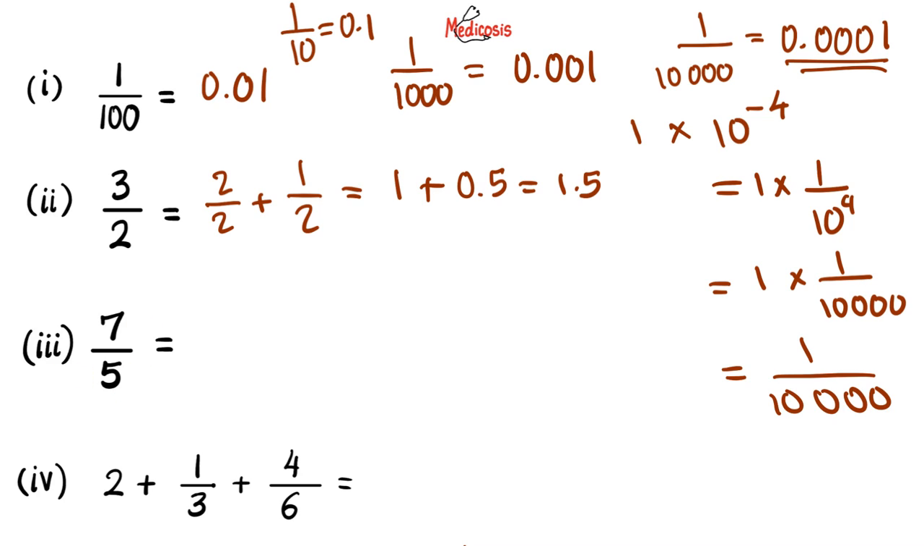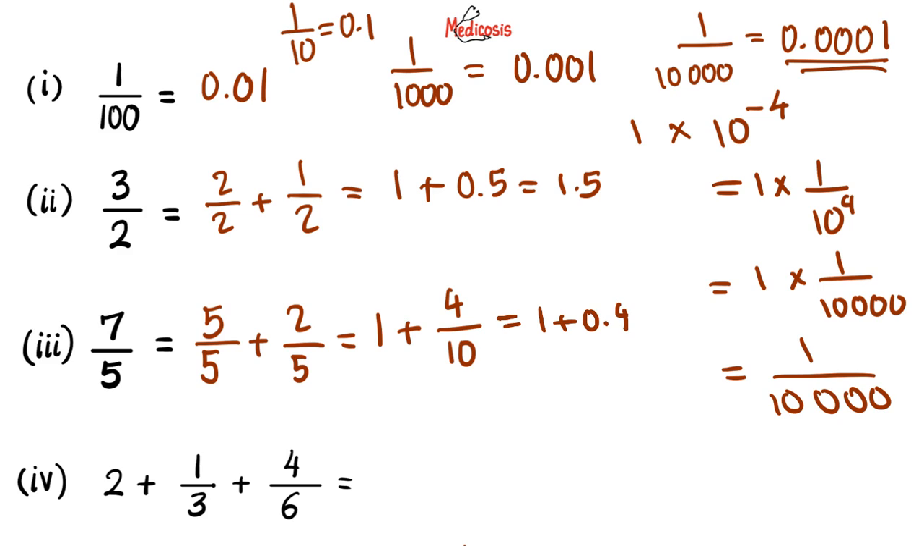Let's try this. 7 over 5. 7 over 5 equals 5 over 5 plus 2 over 5. 5 over 5 is 1. 2 over 5, okay, I do not know. Make the denominator 10 or 100. Let's make it 10. 5 multiplied by what will give you 10? It's 5 multiplied by 2. Therefore, you have to multiply the numerator by 2 as well. 2 times 2 is 4. 4 divided by 10 is 0.4. So it's 1 plus 0.4, which is 1.4. So 7 over 5 looks scary, but it's simply 1.4.